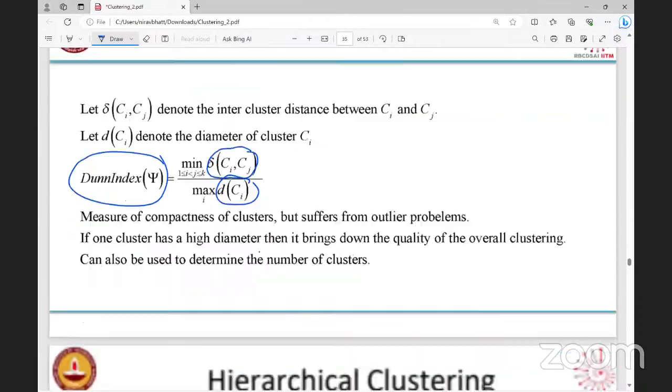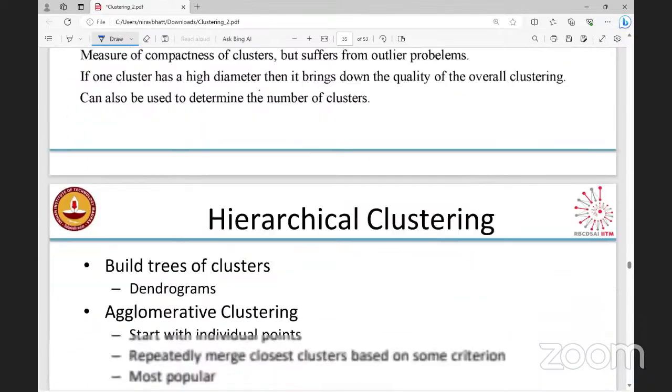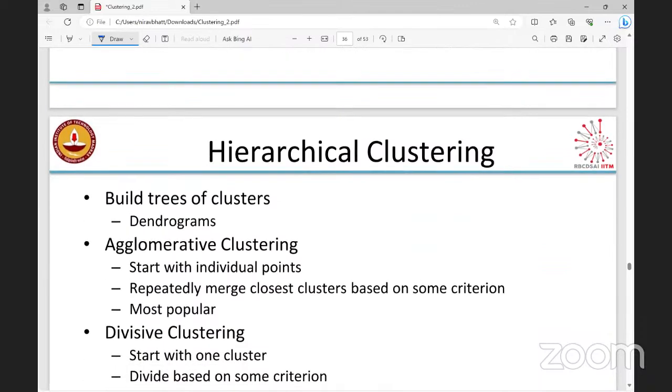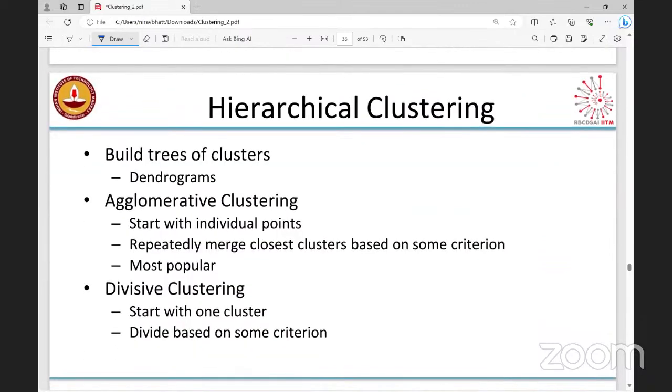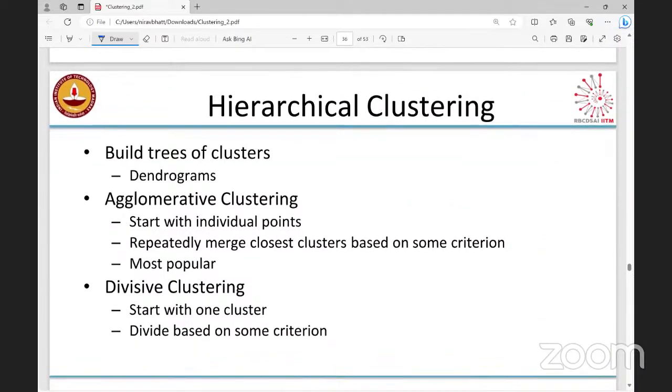Okay. Now we have an idea about the purity of the clusters. Let me discuss another type of clustering method called hierarchical clustering.